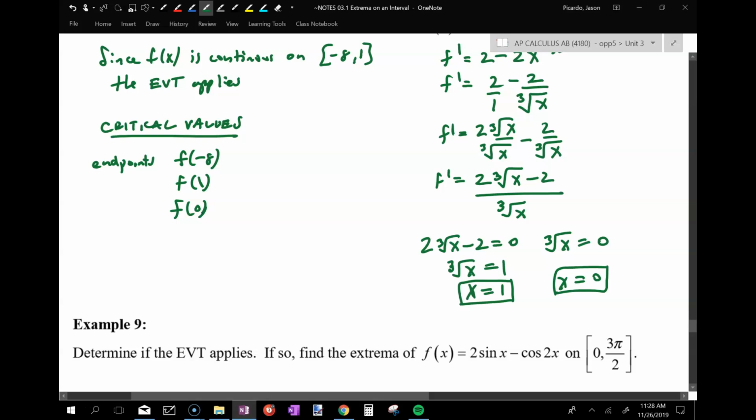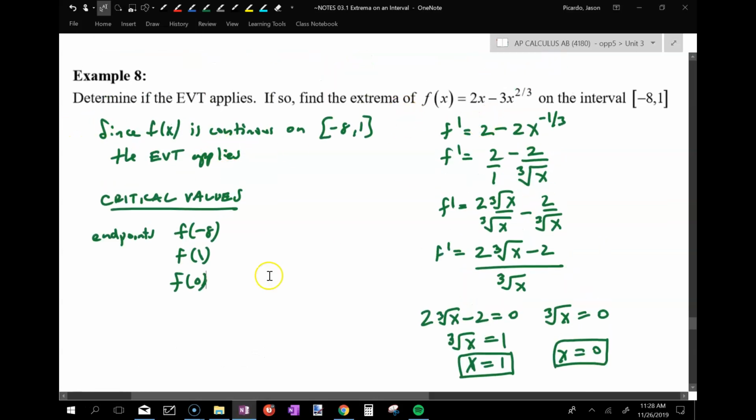All right, plug in 0. Okay, guys, where am I plugging these in right now? Back into the original, right? And I'll give you the values, guys. If we plug in -8, we're going to get -28. If I plugged in 1, we're going to get -1. And if I plugged in 0, we're going to get 0.